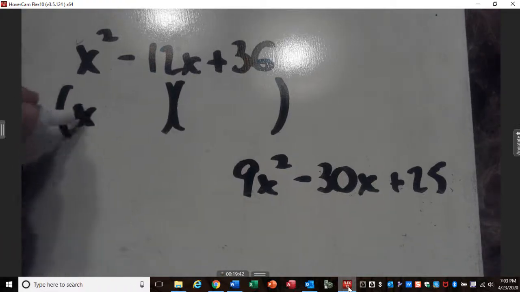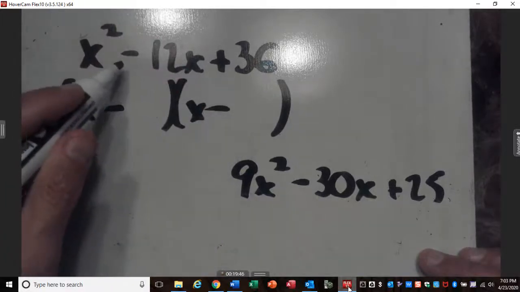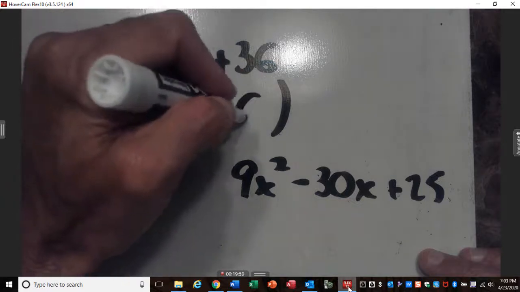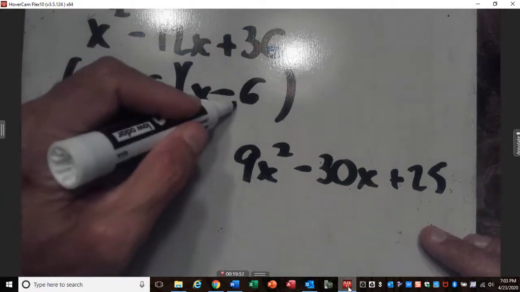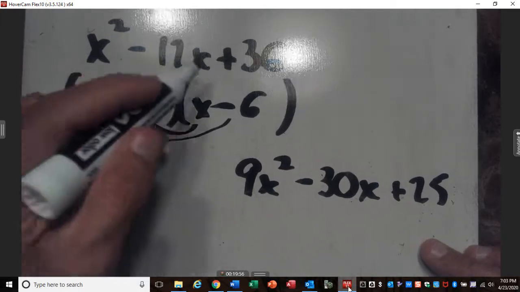So x squared is x and x, minus and minus because the middle term is negative. You'll see when we FOIL. 36 is 6 and 6. When you FOIL, what you have is negative 6x and negative 6x, and that becomes negative 12x.